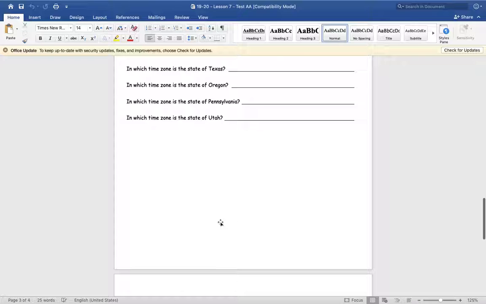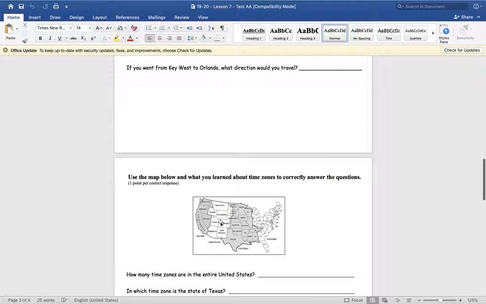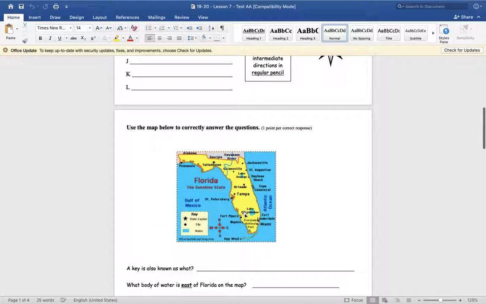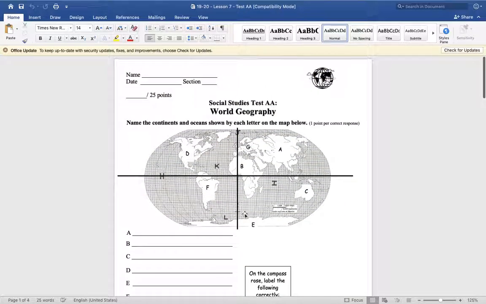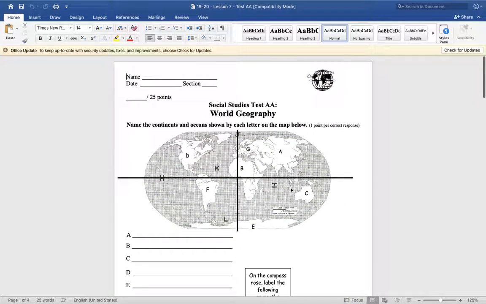When you have answered all the questions successfully, go back and check your work, and when you are ready, place the test in the turn-in bin. Don't forget to check your name off the check sheet and put your red pencil back in the red pencil bin.